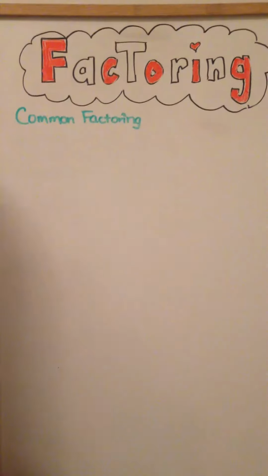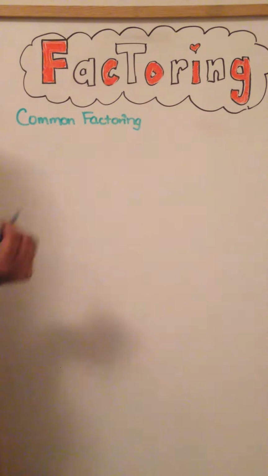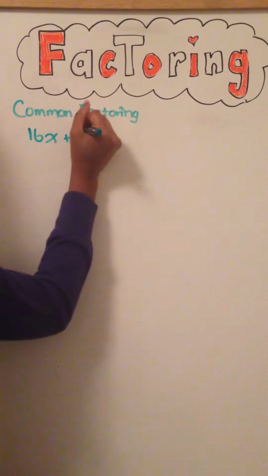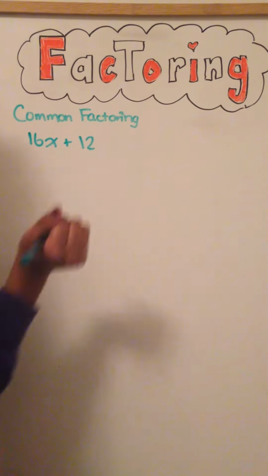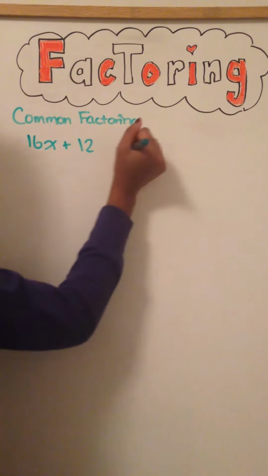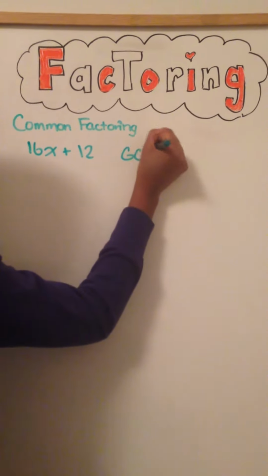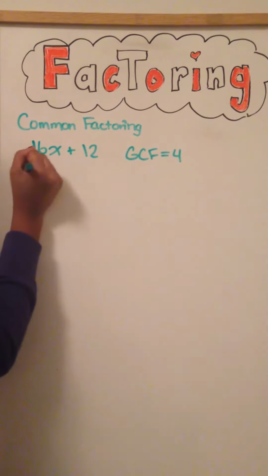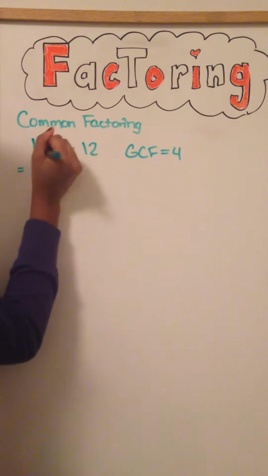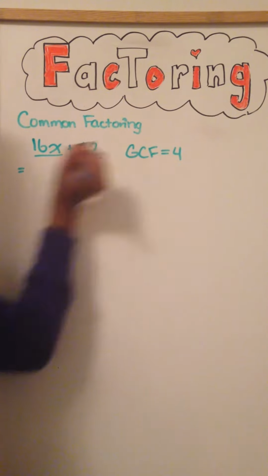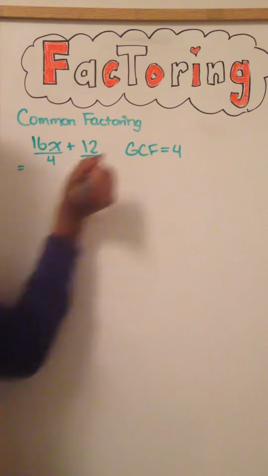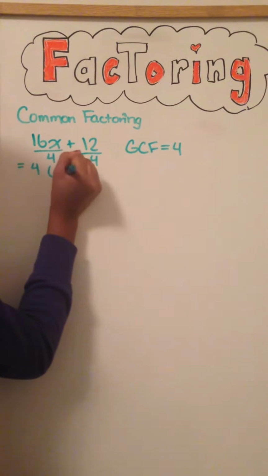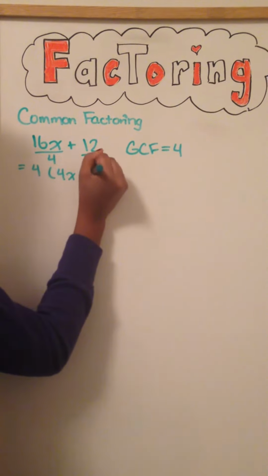Factor trinomials. So first off, we're going to start with common factoring. When given a polynomial, you always have to ask yourself, can you common factor? Which in this case, it is. So what's the greatest common factor? 4. When you common factor the polynomials, which in this case is 4, you write the common factor outside the bracket and you get your new equation.